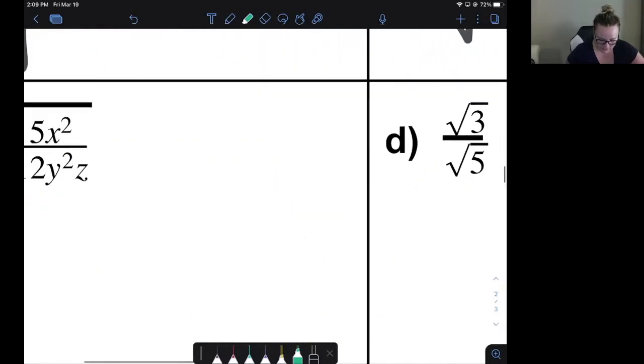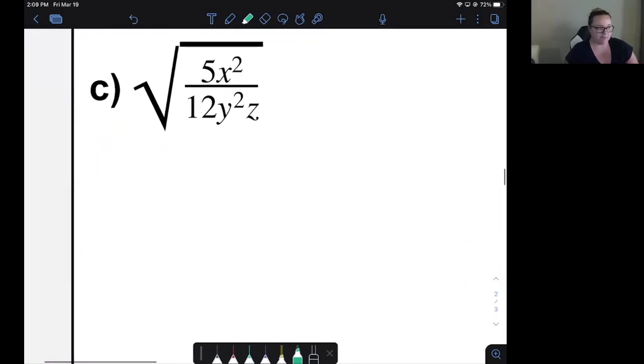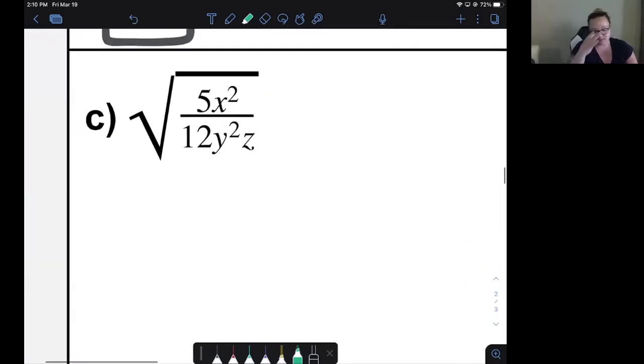All right, let's do some more examples. So now when we get to part C, we have 5x squared over 12y squared z. This fraction is already under one radical, but it can't be simplified. Like the fraction can't be simplified.